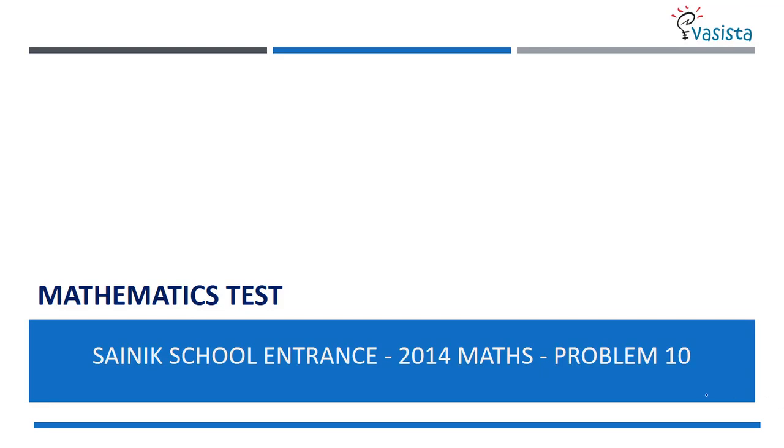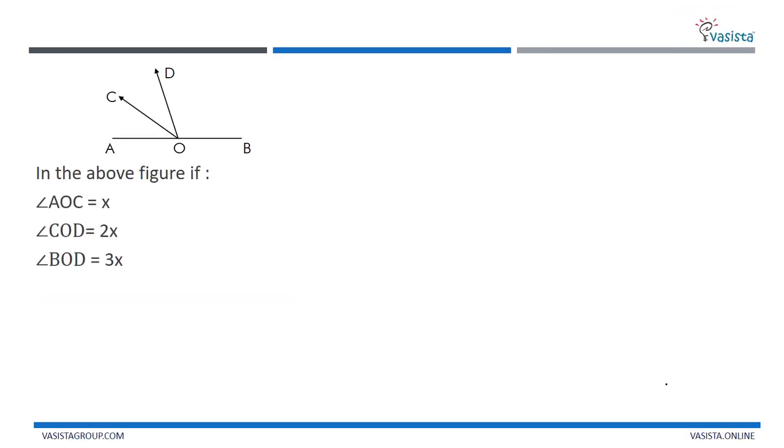Fine, let me go with problem number 10 here. So in the above figure, if angle AOC is equal to x, and angle COD is equal to 2x, and angle BOD is equal to 3x, what are the angles we need to find out?